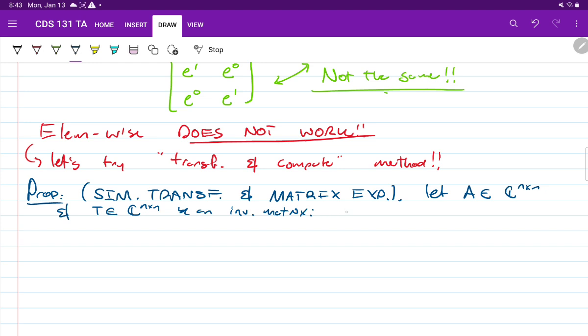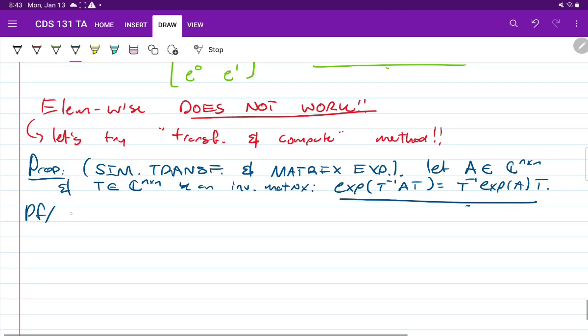Then exp of T inverse A T is equal to T inverse exp of A times T. So we get something that looks similar to the case of a matrix power, but now for the matrix exponential. I could essentially just pop out a similarity transform, compute the exponential, and then reperform this multiplication. Let's go ahead and prove this. I'm going to start with the partial sums of the exponential.